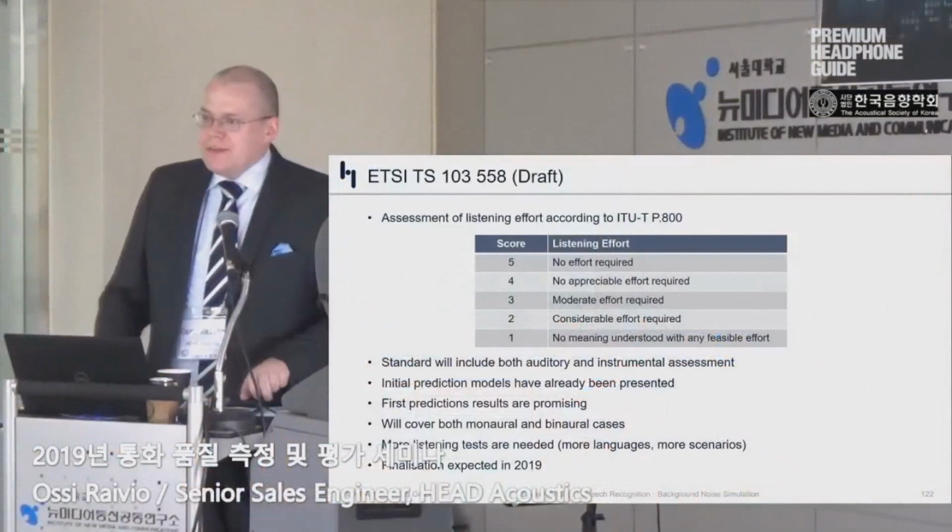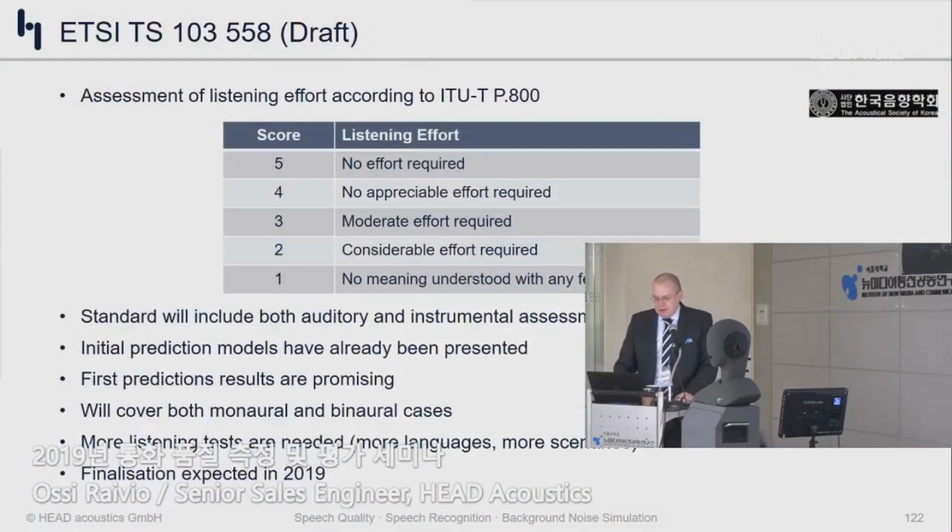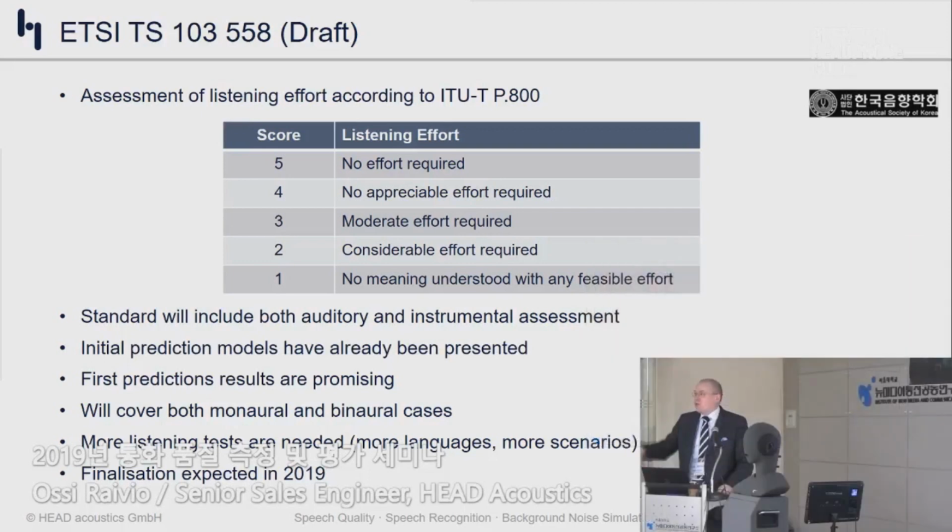So the standardization is still ongoing. There is a draft standard in ETSI, 103558, and the assessment of the listening effort is according to ITU-T P.800. So again, it's an MOS score, but this is not absolute category rating, it is more degradation category rating. And the score goes, again, 1 is the worst, 5 is the best.